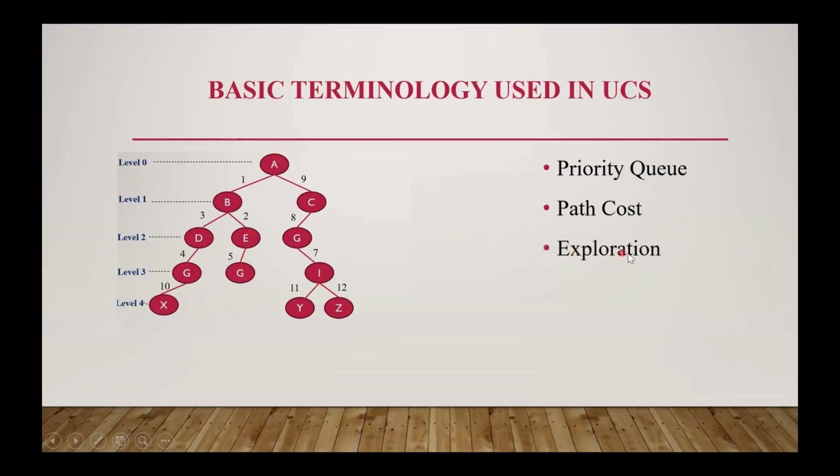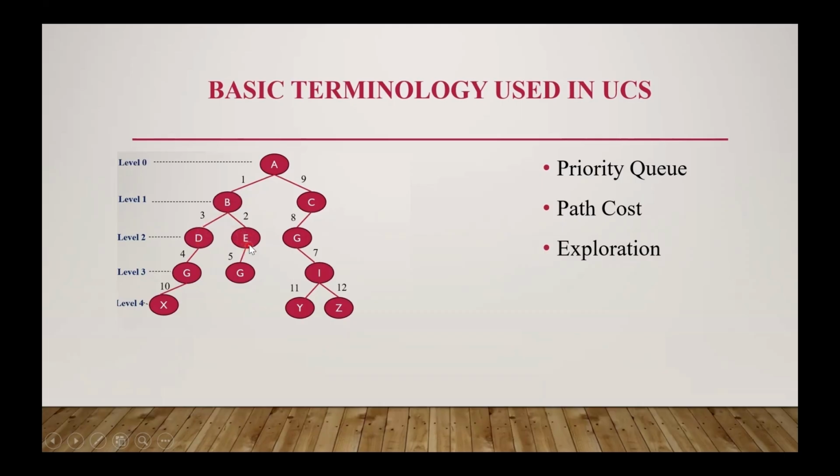The next terminology is exploration. It explores nodes by expanding the least cost node first. For example, I have to explore from A to the next node. There are two nodes present, B and C. The cost here is 1 and here is 9. So A explores to which node? It will go to the least one. Which is the lowest cost? The lowest cost is 1, so it will go to this node. After that, B has to go to D or E. If it goes to D, the cumulative cost is 1 plus 3, that is 4.